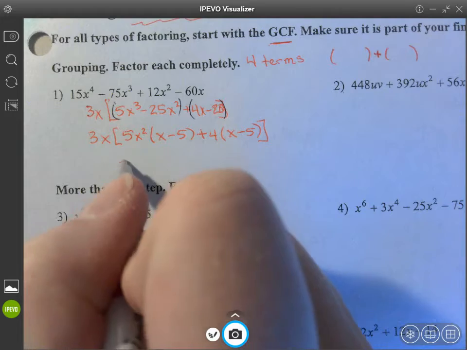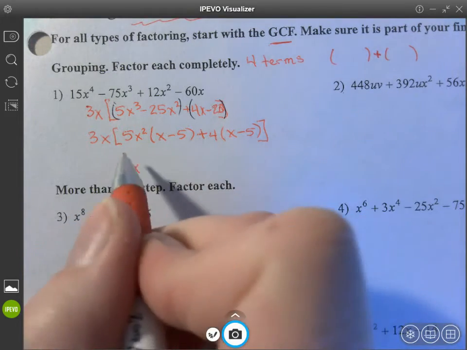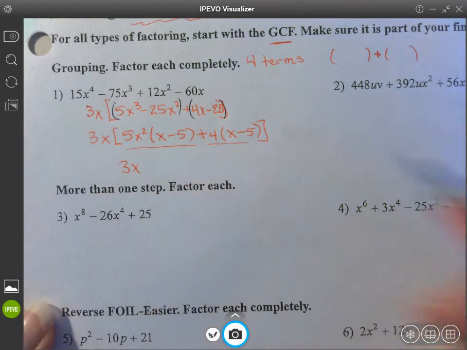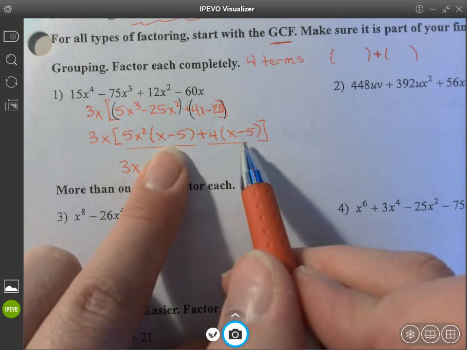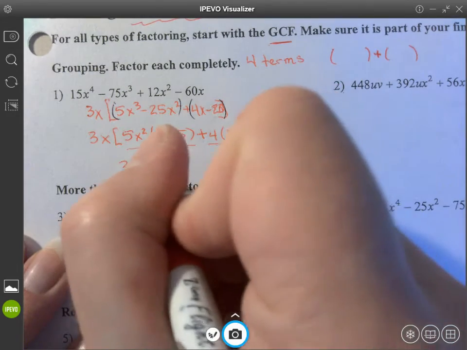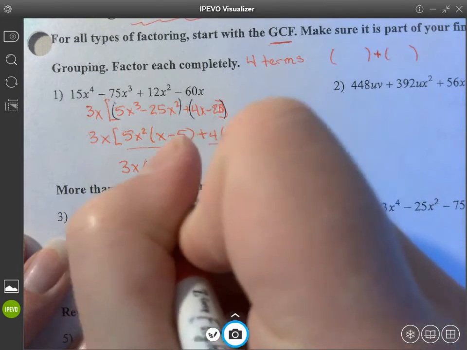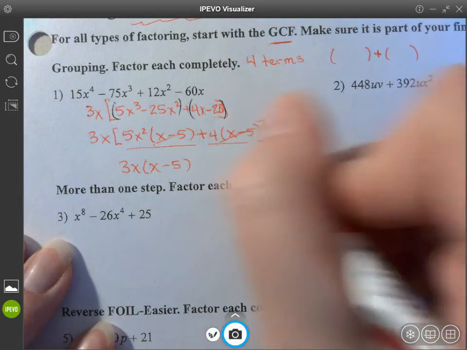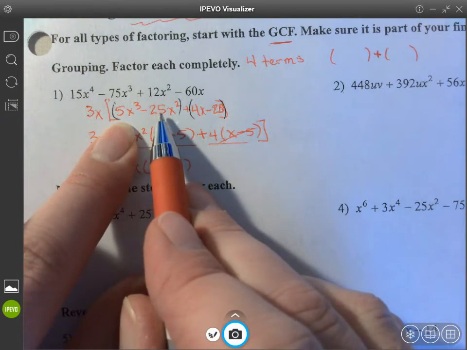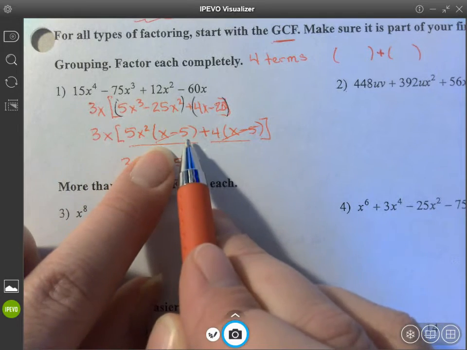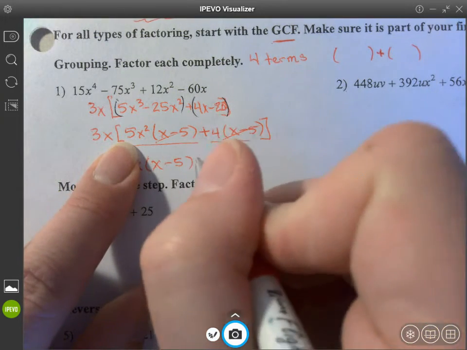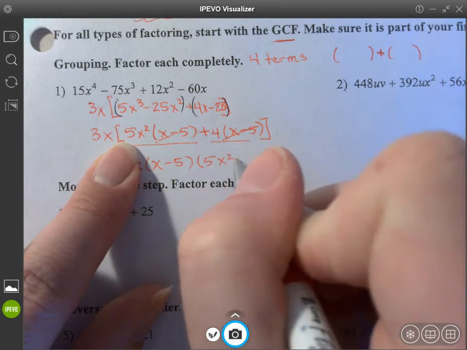So I have my common factor of 3x from the beginning, but if I look inside here at these 2 terms, they both have the x minus 5. So that's a little more abstract, but that is your common factor that is being pulled out, just like we took out the 5x squared, and this was what's left. We pulled this out, and what's left is 5x squared plus 4.